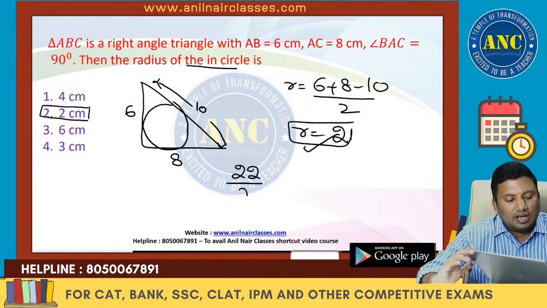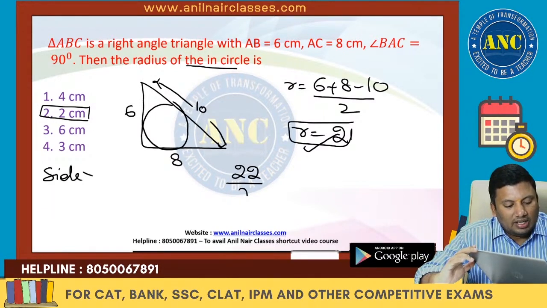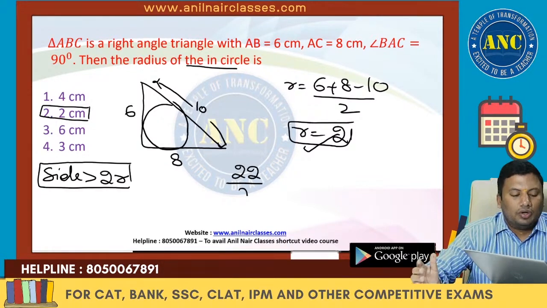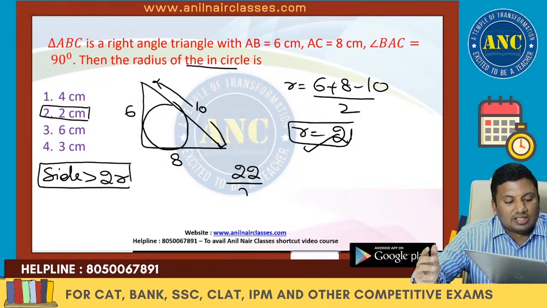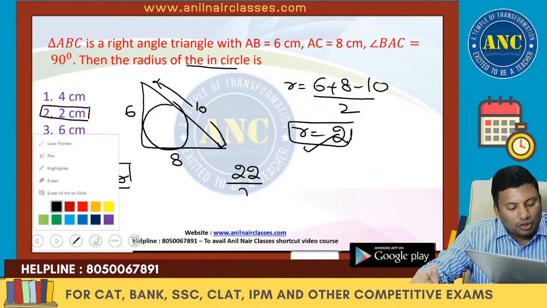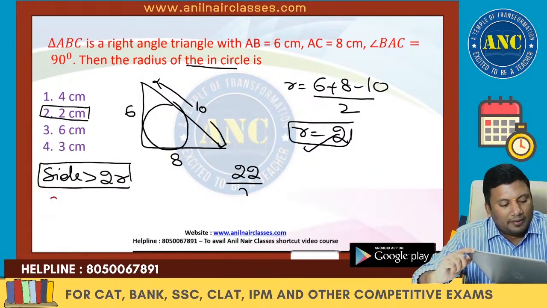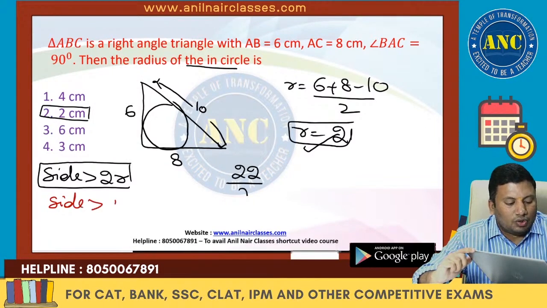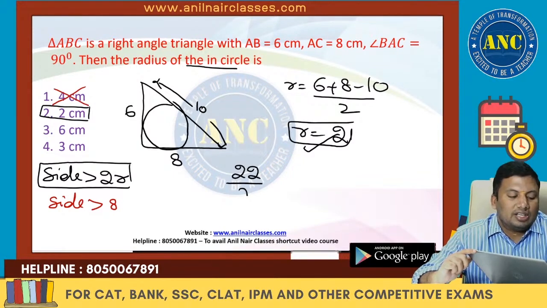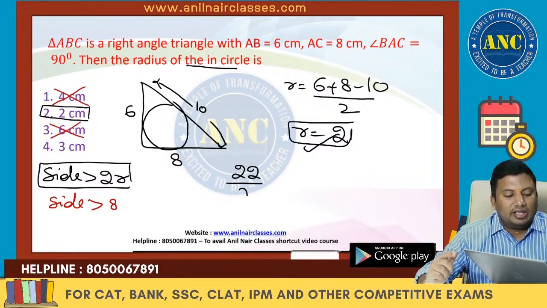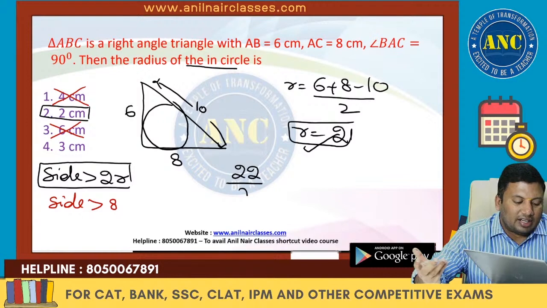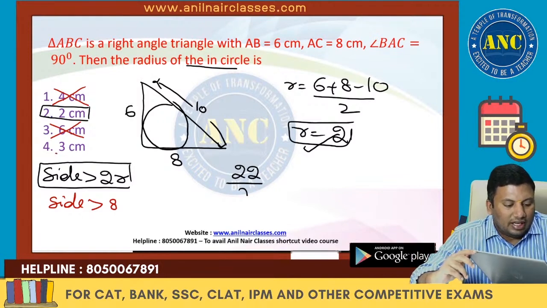Now see here, sir, what is it that we discussed? Side should be greater than 2 into inradius. In fact, all the sides should be greater than 2 into inradius. If I take this point, side is greater than 2 into 4, 8. 6 is not greater than 8. So if 4 is not possible, 6 also is not possible. 6 is greater than 12, not possible. 3, side should be greater than 2 into 3, 6, it is also not possible.